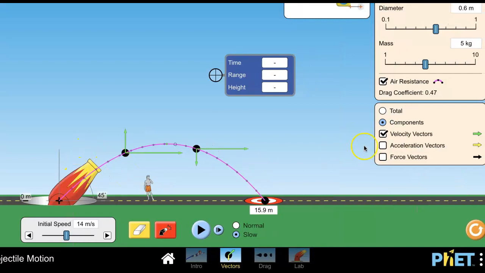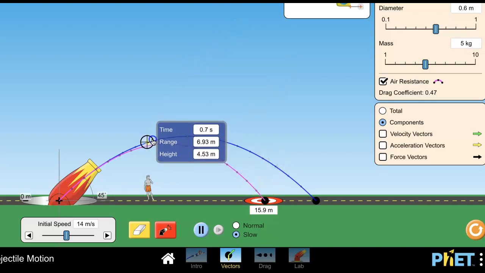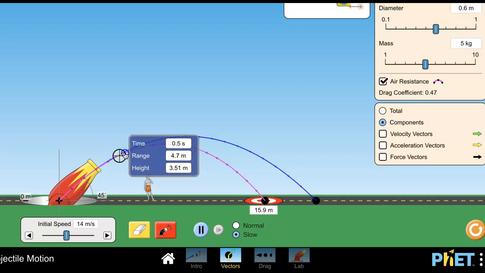To show the same thing, I'm removing the velocity vectors. First I'll show you without air resistance how it goes. There is no air resistance working. Now I'm using air resistance. It will show us the pink projection, so this is when the air resistance is present. For 0.5, the blue one is where there is no air resistance, and this one is where there is air resistance.